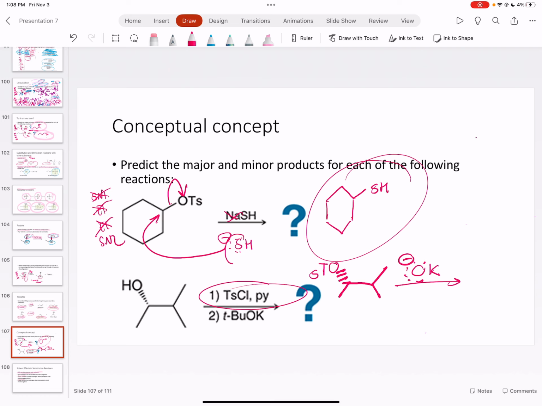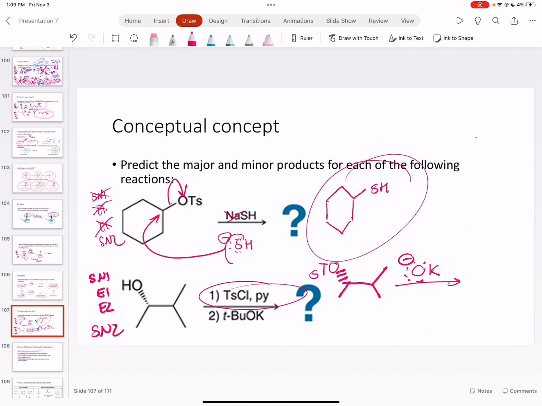Okay, so after that we can do a little chart. You have SN1, E1, E2, SN2. Okay, so it's a negative, so E1 and SN1 are eliminated. We have to remember the bulk, okay? It's really bulky, so SN2 cannot really happen. So we have E2, so we can look at our alpha and we can look at our betas.